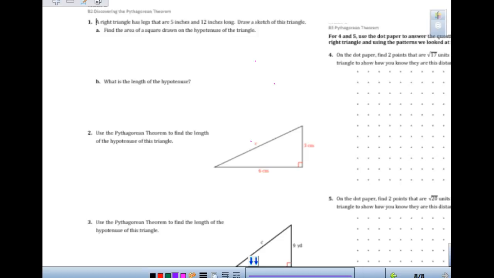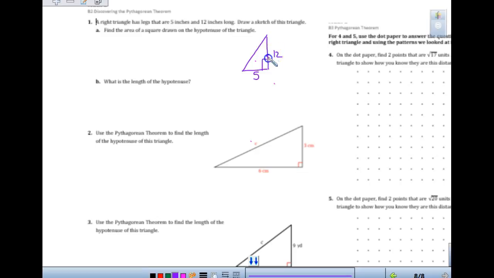So when you look at number 1, it says the right triangle has lengths 5 and 12. Draw and sketch a triangle. Find the areas of the square. So it's kind of like what we did today. You want to draw, it doesn't have to be exact, right? But you want to say, oh, this is 5, and maybe this is 12, and make a right triangle. And then it says, draw and sketch a right triangle. Find the area of the square drawn on the hypotenuse.